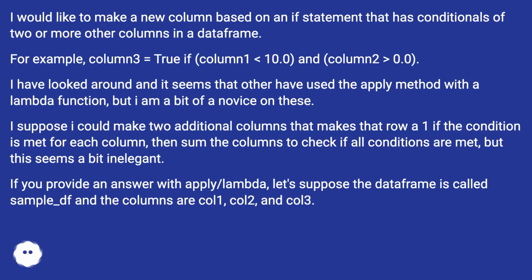I have looked around and it seems that others have used the apply method with a lambda function, but I am a bit of a novice on these. I suppose I could make 2 additional columns that makes that row a 1 if the condition is met for each column, then sum the columns to check if all conditions are met, but this seems a bit inelegant.